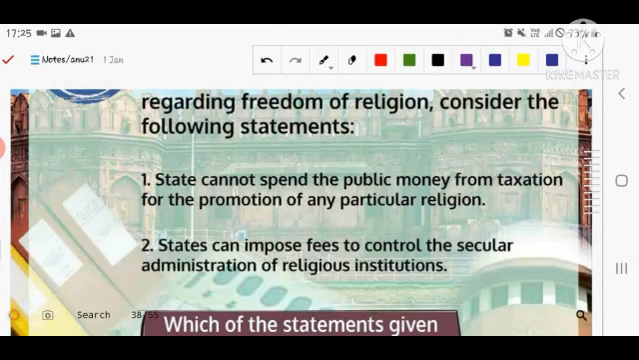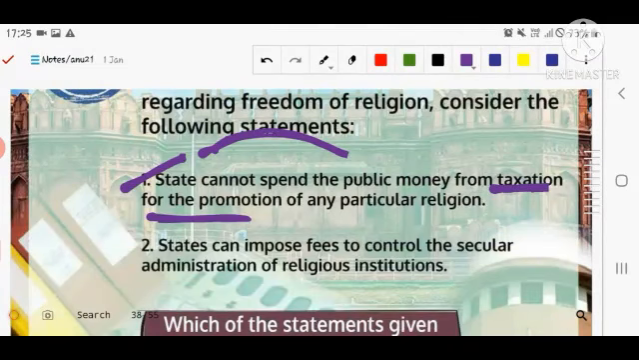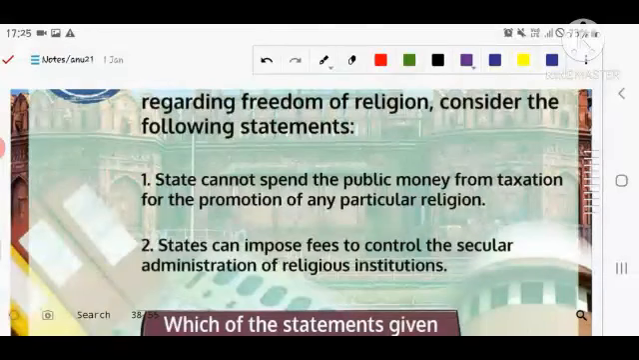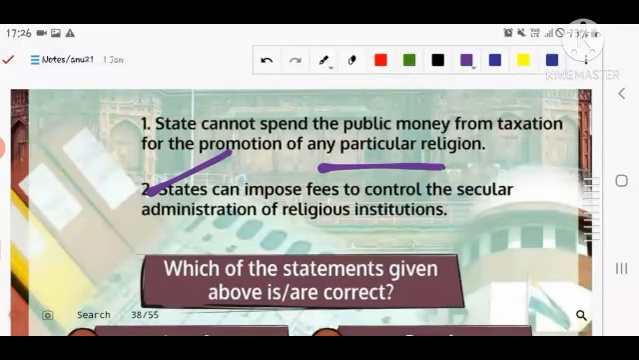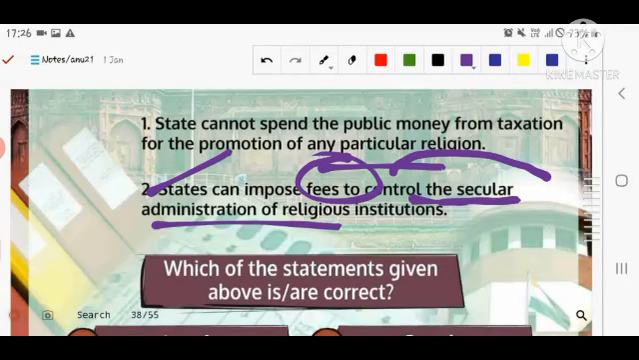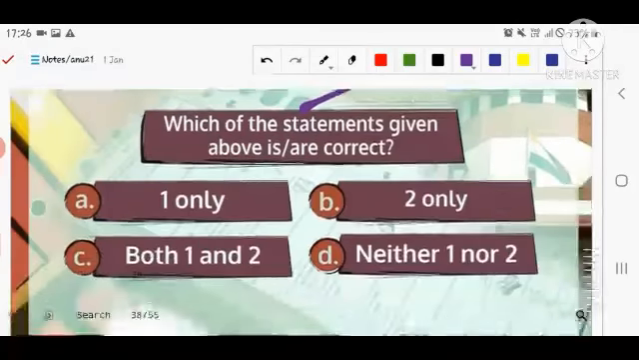The first statement says the state cannot spend the public money from taxation for the promotion of any particular religion. It means the state, the government, the executive, cannot use the public money that we give to the government in the form of taxation for the promotion of any particular religion. The second statement says states can impose a fee to control the secular administration of a religious institution. So you have to choose the correct option from there.